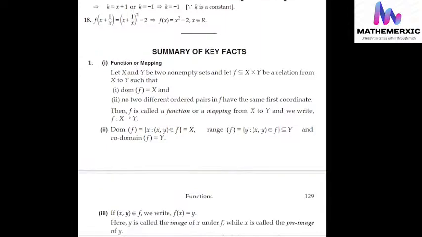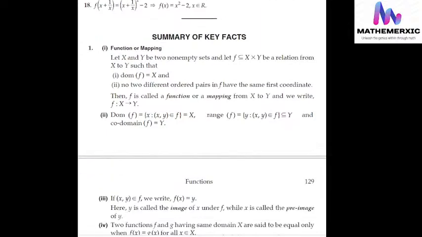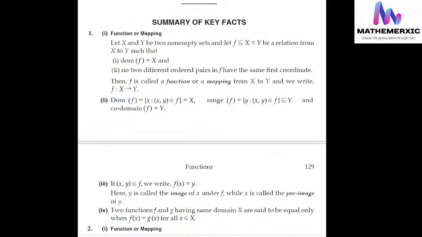If we go with the function part, so function or mapping: let X and Y be two non-empty sets, and let f be a subset of X cross Y, that is a Cartesian product, a relation from X to Y, such that the domain of f is X and no two different ordered pairs in f have the same first coordinate. Then f is called a function or a mapping from X to Y, and we write f: X tends to Y.